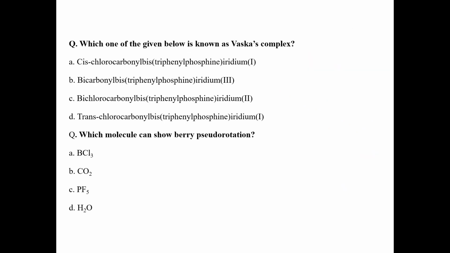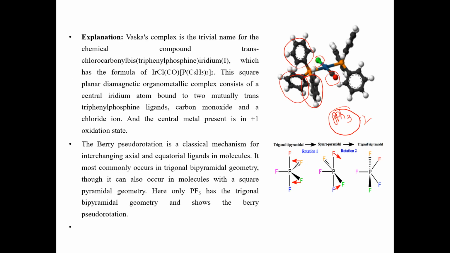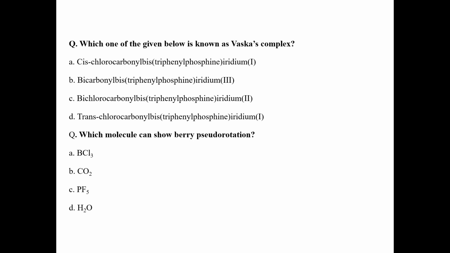Okay, so which will be the right answer for this one? That is trans chloro, because here you can see the positions of chloride and carbonyl are trans. So trans chlorocarbonyl bis triphenyl phosphine iridium in plus 1 oxidation state, because there is one chloride.